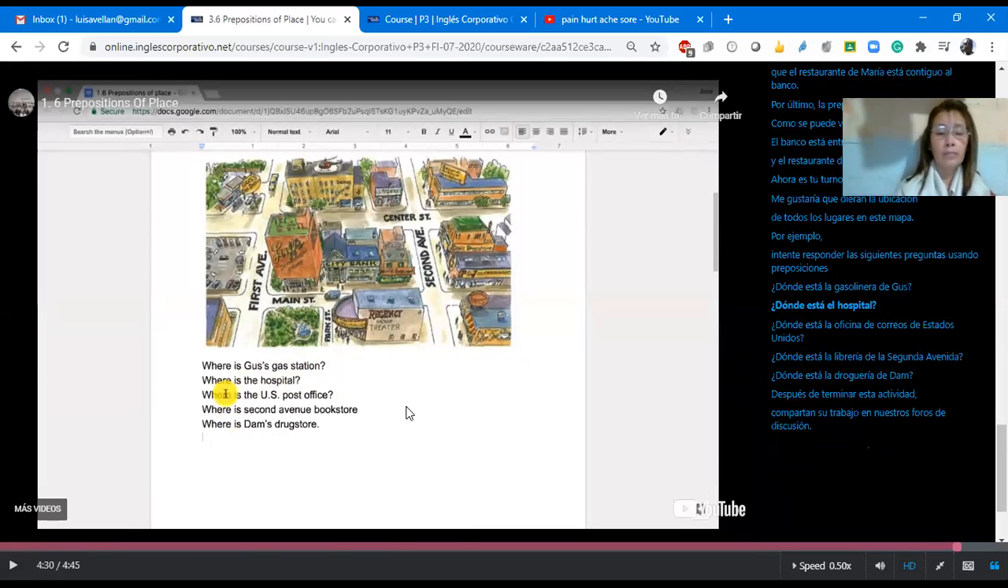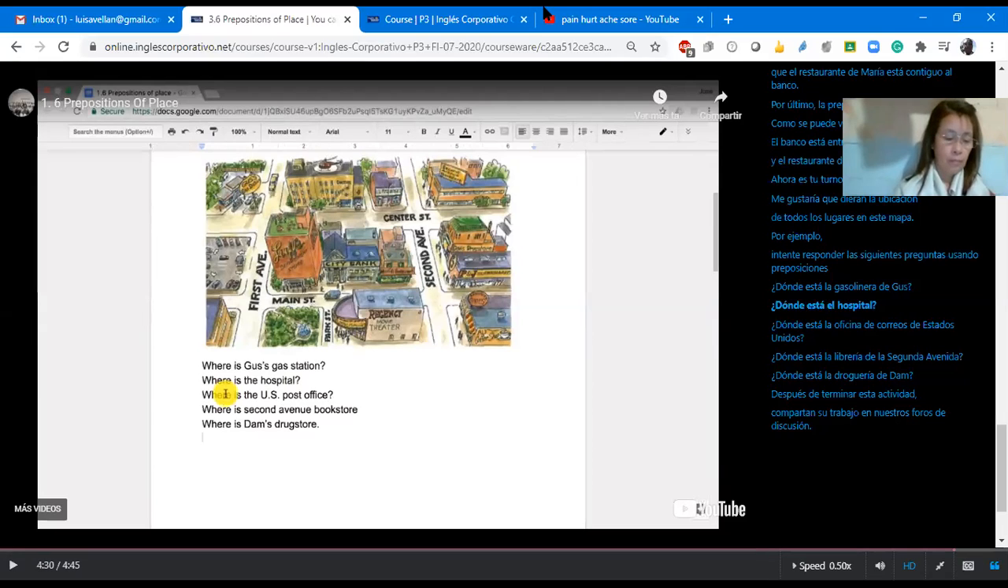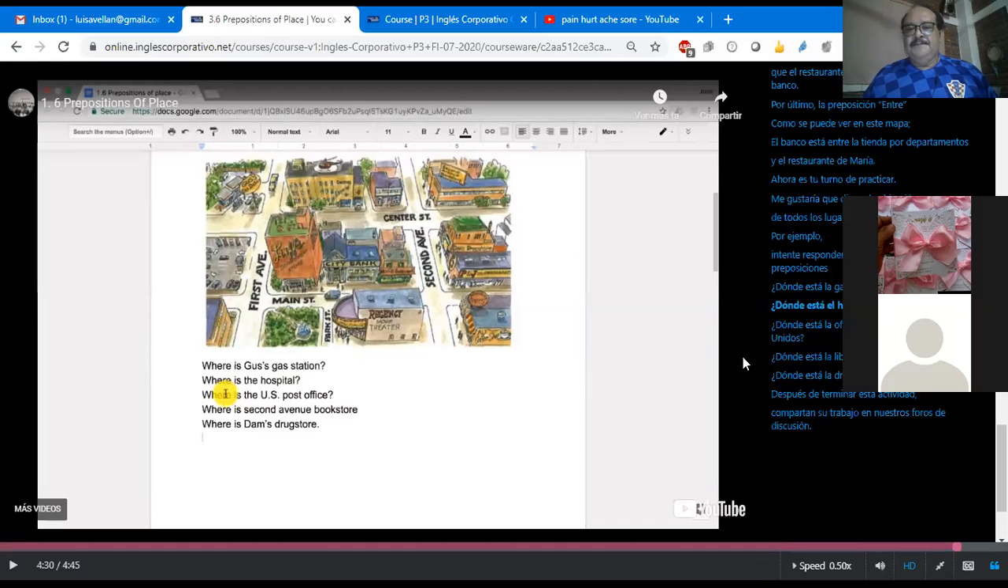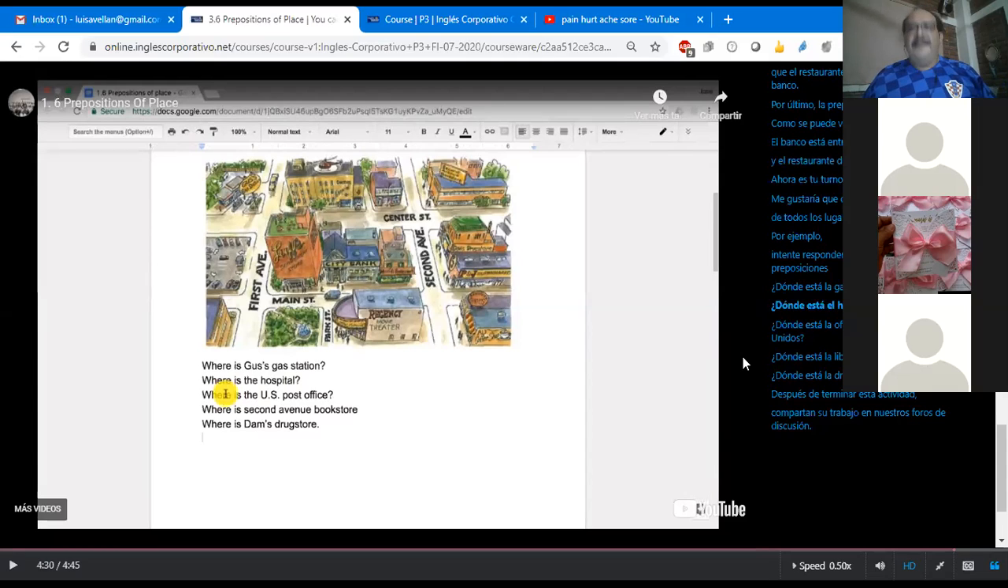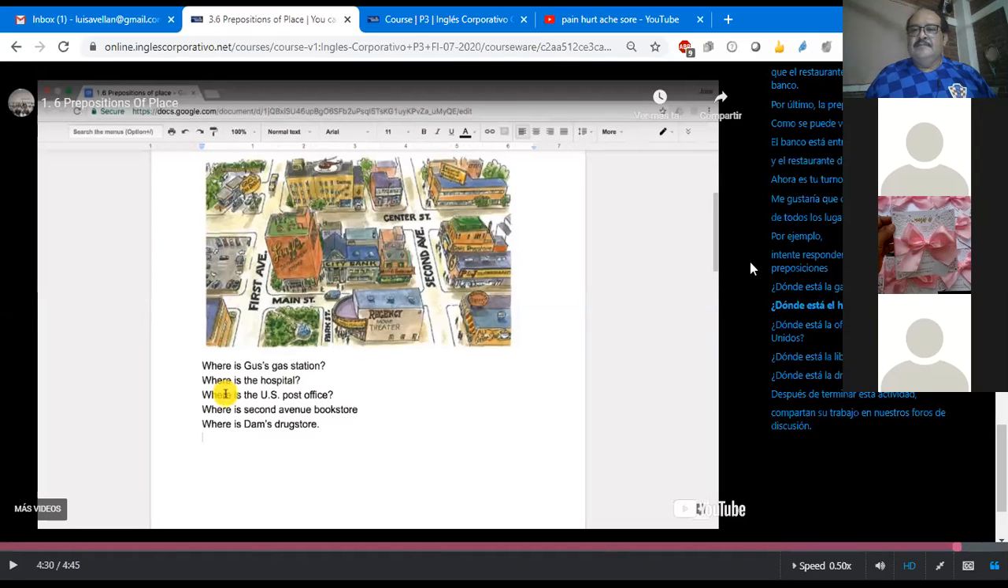Across from is, for example, you know UCA University? What is across from UCA? What is across from Metro Centro? Hotel Real Intercontinental. Intercontinental Hotel. Right? That is across from Metro. And across from UCA? There is a call center. Getcom call center. Okay, that is across from, okay?